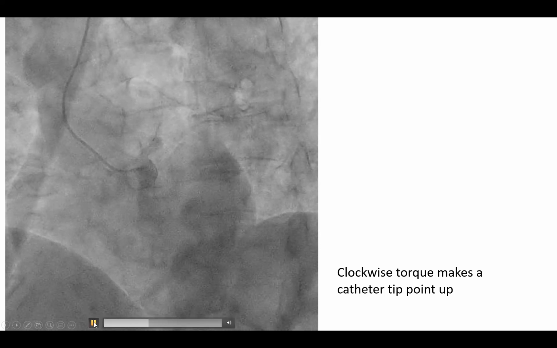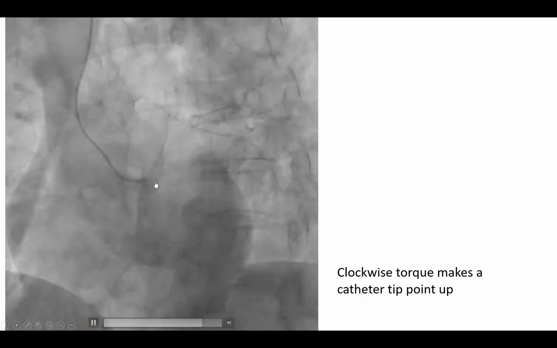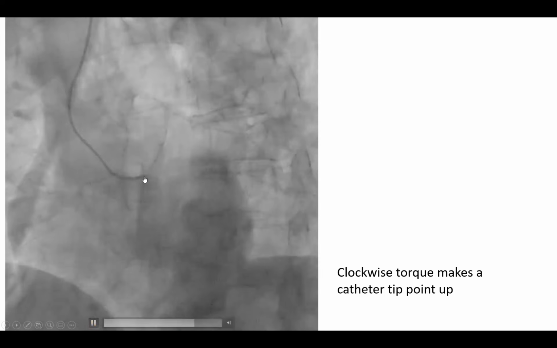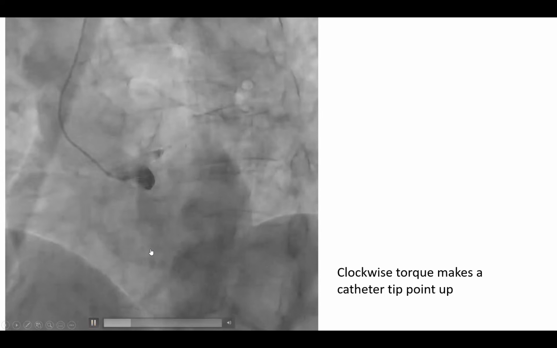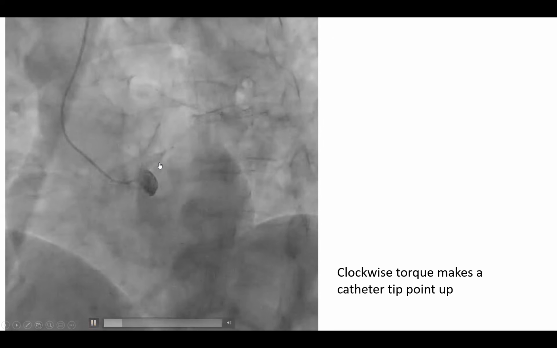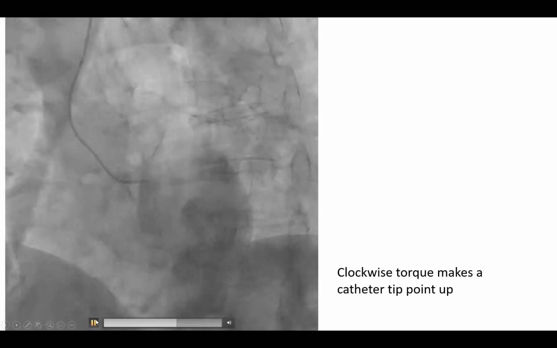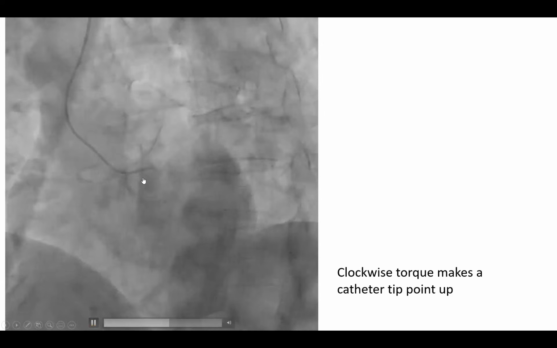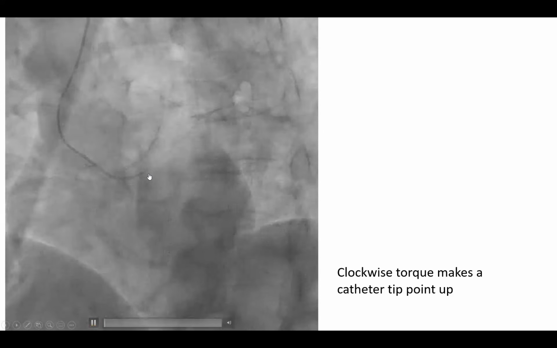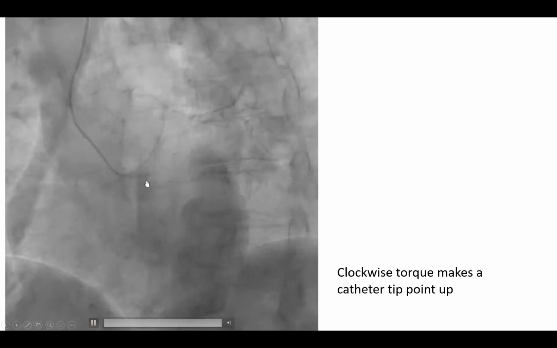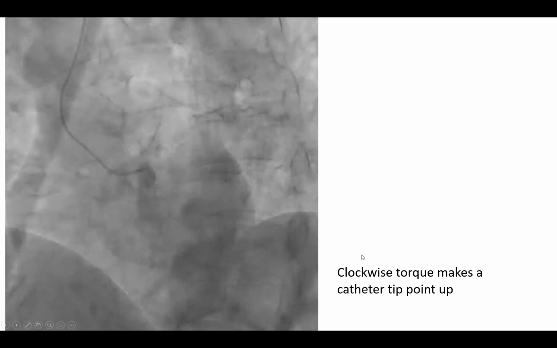So one technique to engage from above, what we did here, look, it's just below it. We pulled with a slight clockwise torque. See how it jumped in? Watch it again. We pulled with clockwise torque, it engaged. Clockwise torque makes the catheter tip point up. And that allowed us to engage here, especially when we were trying to engage from above. We pulled with a slight clockwise torque and we got in.